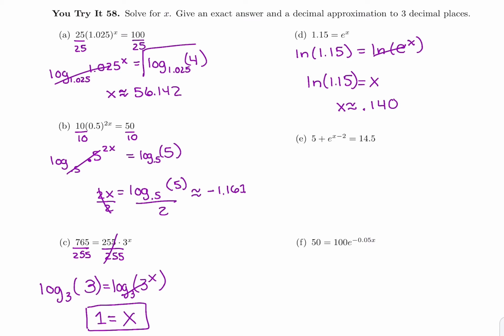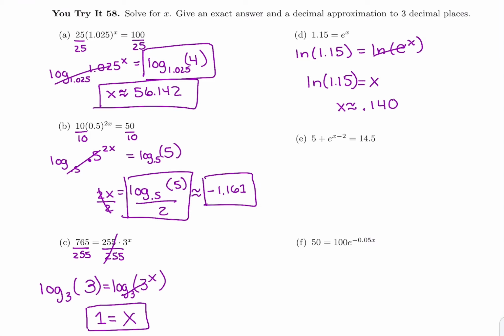So on each of these we have our exact and our approximate. Exact is what you have before plugging in. Approximate is what you get from plugging into your calculator. Except for on that one where our answer was just simply 1. So we have both types of answers.